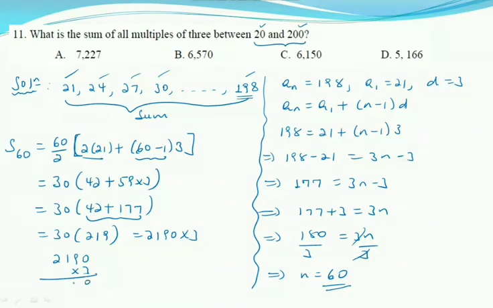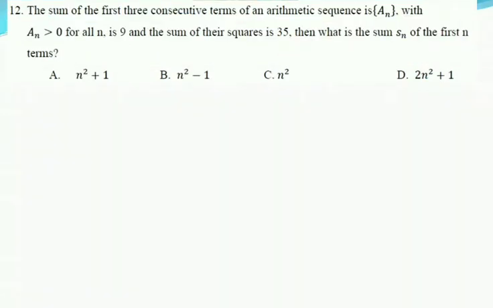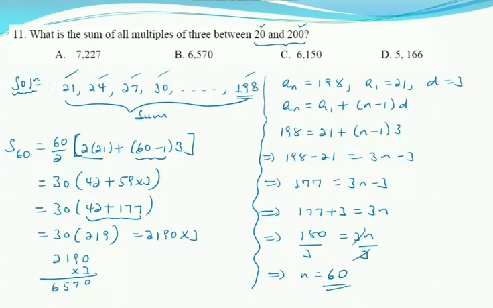So this much. The answer for this is 6,570. That means the sum of all multiples of 3 between 20 and 200 is 6,570.